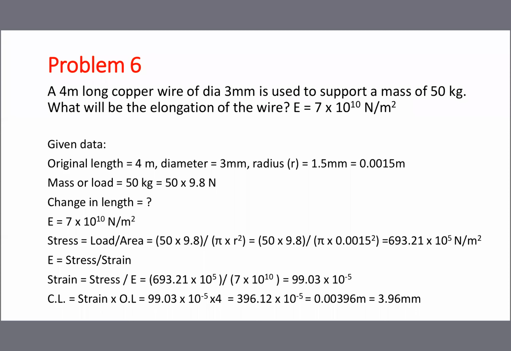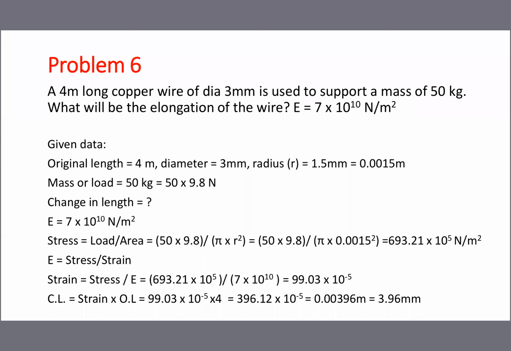This is the third formula you applied. Strain is equal to stress divided by Young's modulus, stress divided by E. The stress value is not given, but we calculated it: 693.21 into 10 power 5, divided by the Young's modulus value already given in the question, 7 into 10 power 10. Divide, and you will get the strain value 99.03 into 10 power minus 5.